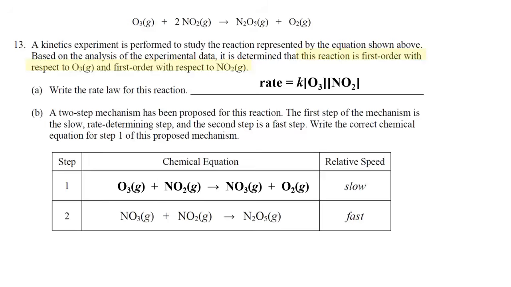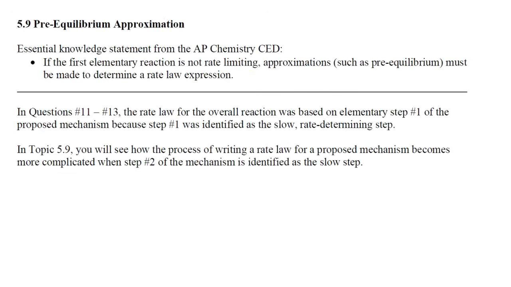Okay, now let's take a look at our next topic. This is topic 5.9, pre-equilibrium approximation. Here is the essential knowledge statement from the AP Chemistry course and exam description. If the first elementary reaction is not rate limiting, approximations such as pre-equilibrium must be made to determine a rate law expression.